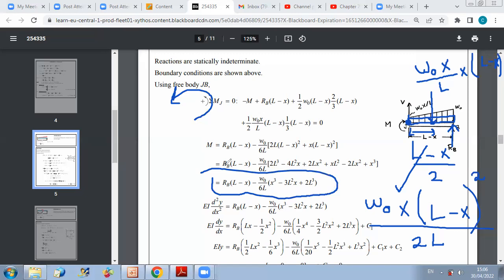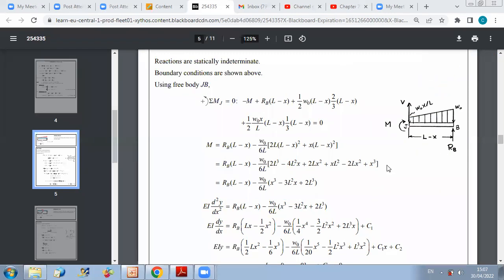Once you have this equation, then you can perform your integral procedure. This is the expression of the bending moment. We say that the bending moment can be replaced by EI times the second derivative of y with respect to x. This expression should be integrated with respect to x twice. If I integrate the first time, I integrate each term. So I have RB times Lx minus x squared over 2, minus omega 0 over 6L times x to the 4 over 4 minus 3 over 2 L squared x squared plus 2 L cubed x, plus constant C1.